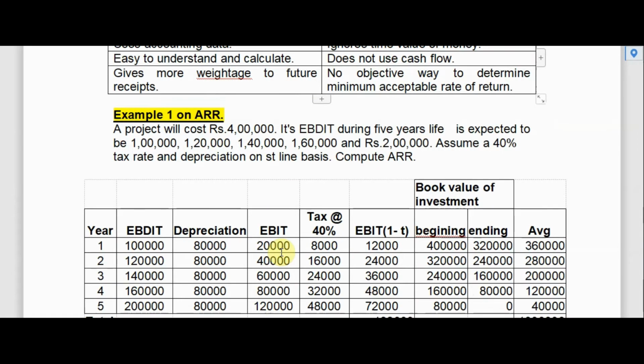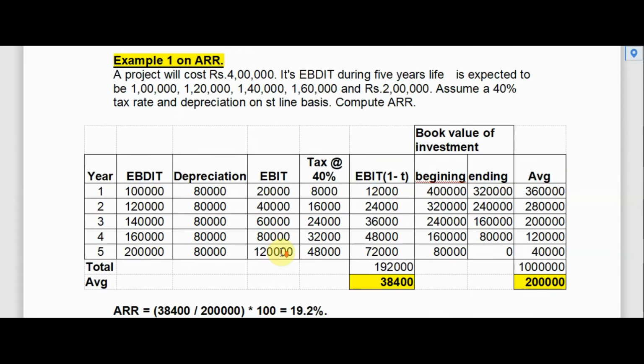So, let's get on with an example. First example: a project will cost rupees 4 lakh. Its EBITDA, that is earnings before depreciation, interest and tax, during its 5 years life is expected to be 1 lakh, 1 lakh 20,000, 1 lakh 40,000, 1 lakh 60,000 and 2 lakh. If we assume a 40% tax rate and depreciation on a straight line basis, how will the ARR be calculated? In this way.